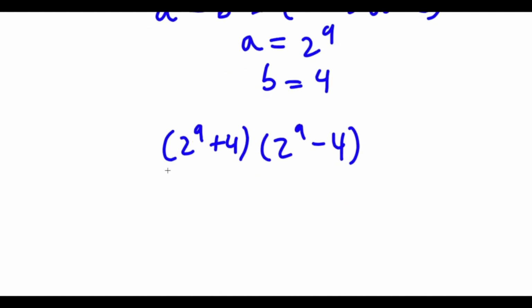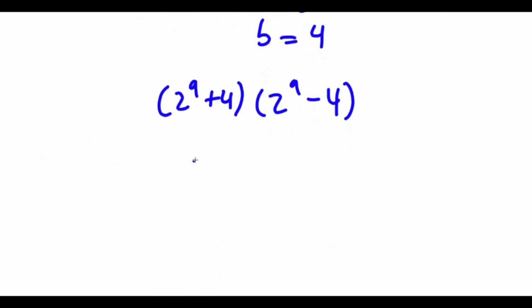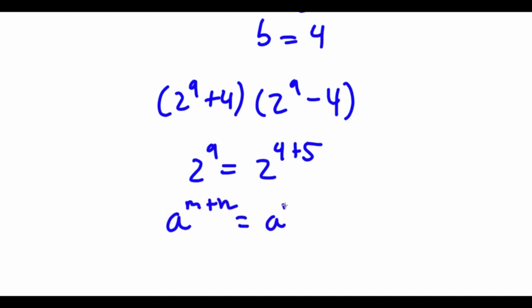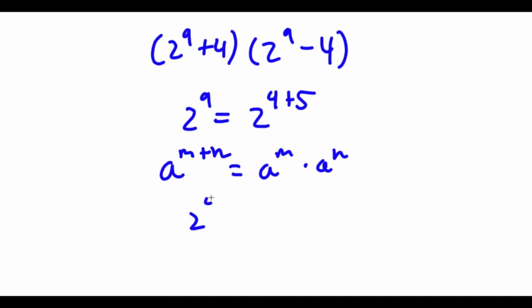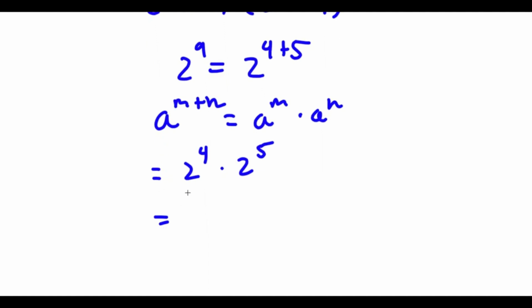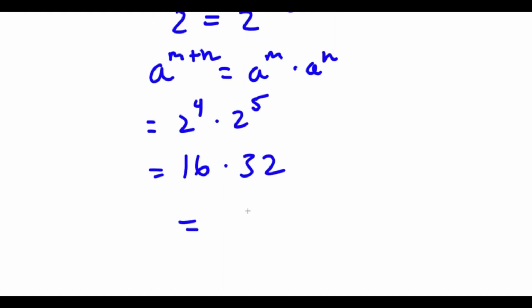Now 2 to the power of 9, let's go ahead and solve for this. So 2 to the power of 9, this is the same thing as 2 to the power of 4 plus 5. And now if I have something in the form a to the power of m plus n, this is equal to a to the power of m times a to the power of n. So 2 to the power of 4 plus 5, that's going to equal 2 to the power of 4 times 2 to the power of 5. Now 2 to the power of 4, this is equal to 16. And 2 to the power of 5 is equal to 32. So I have 16 times 32, which is equal to 512.